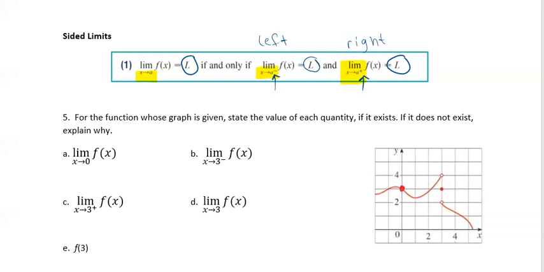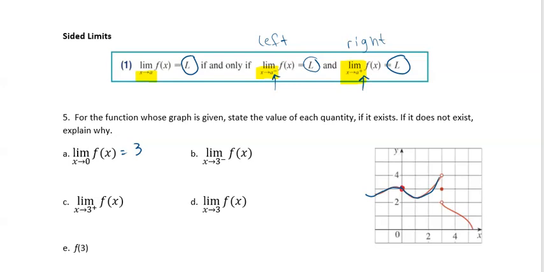Now let's trace our function from the left headed towards 0. So it looks like we're going like this, and it looks like we're going to get 3. Now let's go from the right. From the right over here, looks like we're going. It looks like we meet at 3. The limit from the left and the limit from the right are the same. They're both 3. So that means the limit as x approaches 0 is 3.